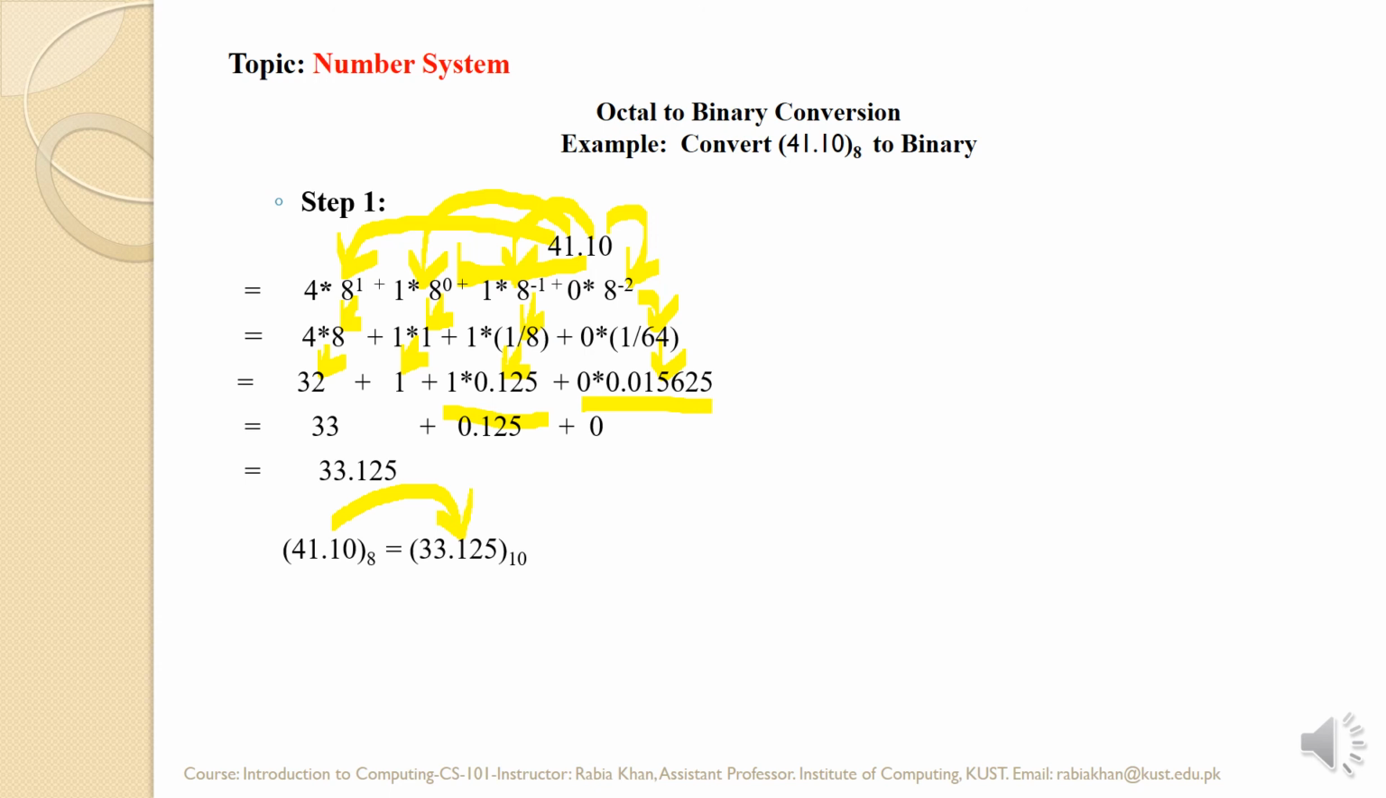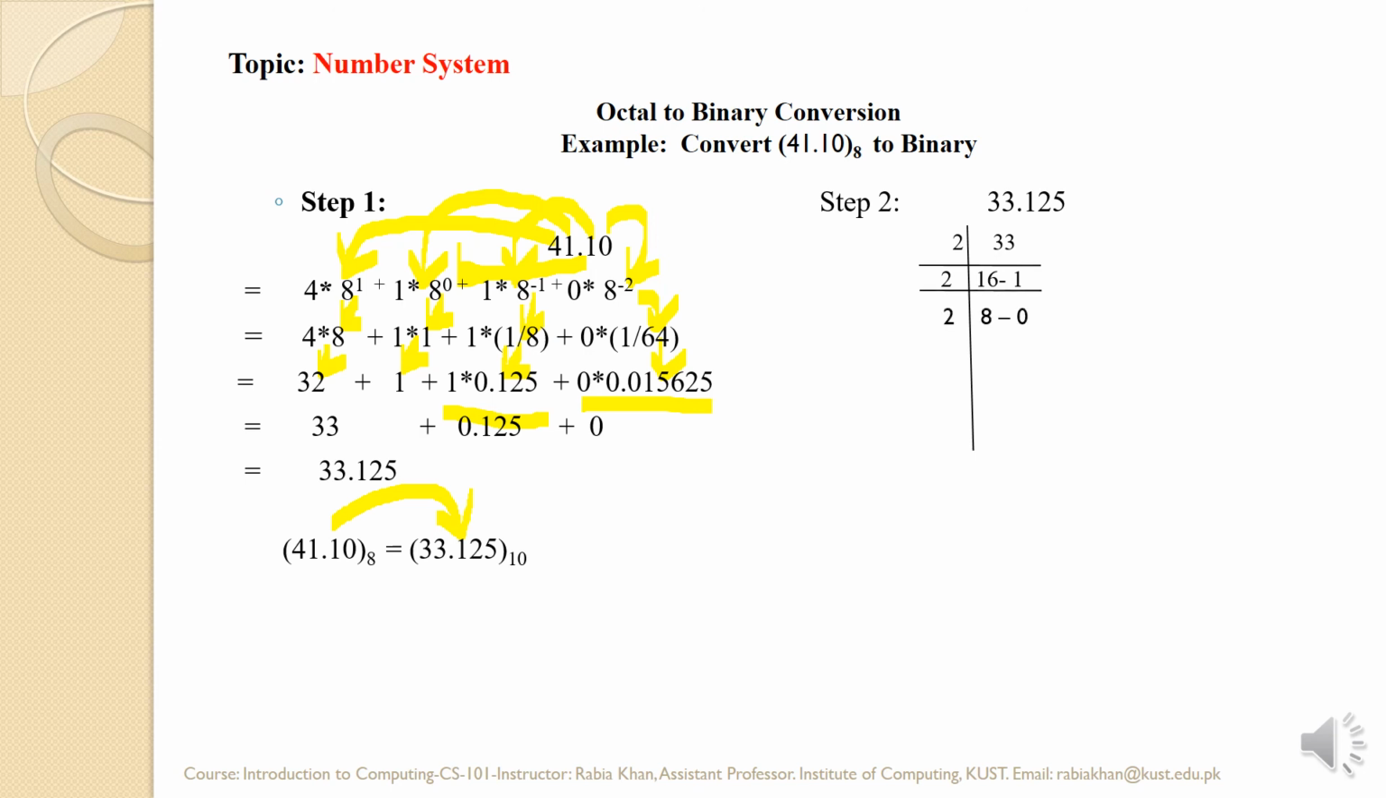Now in the second step, we need to convert this given decimal number to a binary number. So how can you do it? In decimal to binary conversion, the integer part is divided by 2 while the fractional part is multiplied by 2. So let's first convert the integer part. 33 is the integer part. We divide 33 by 2 and the result is 16 as quotient and 1 as remainder.